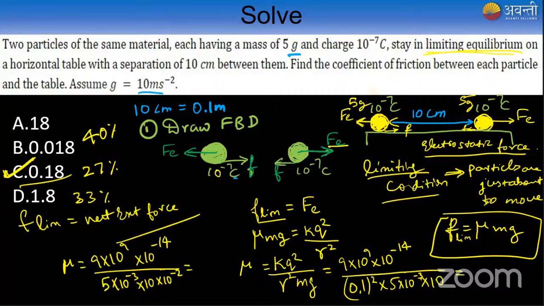Okay, let's check this condition too. So I should get 10 power minus 4 here. Okay, so 9 into 10 power 9 by 5 into 10 power minus 14 into 10 power minus 4. Try to simplify this, guys. Minus 14 minus 4 plus 9 is nothing but 10 power minus 9. So 9 by 5 into 10 power minus 9. So what is 9 by 5? 9 by 5 is 1.8.